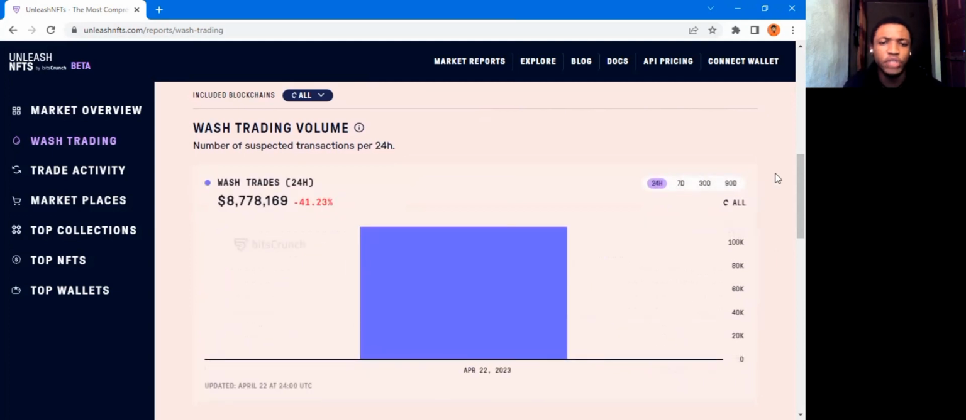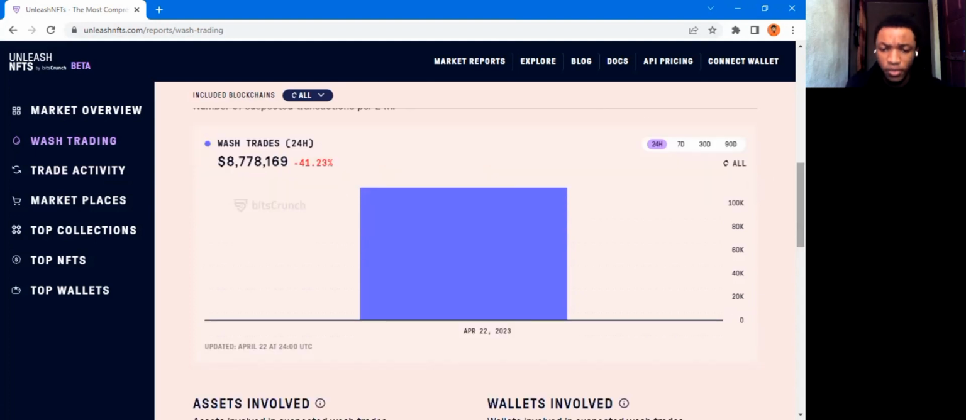This displays the number of suspected transactions in the last 24 hours. And as we can see, we have $8,778,169 worth of suspected transactions. I think it has dropped by 41.23% in the last 24 hours.